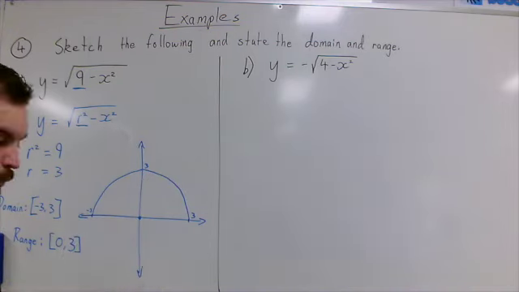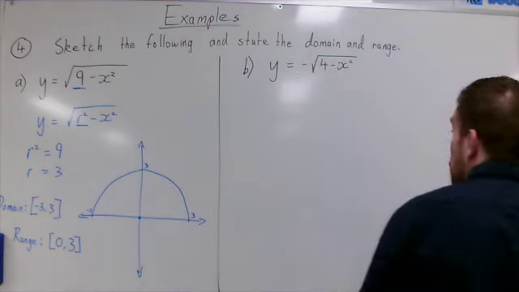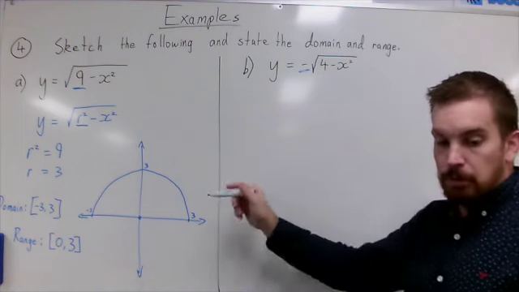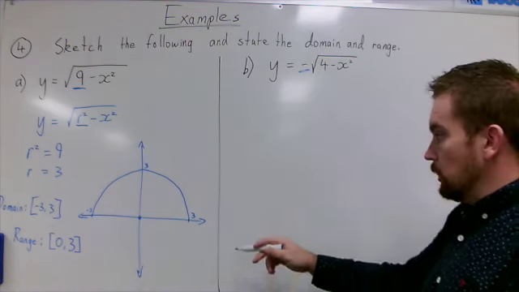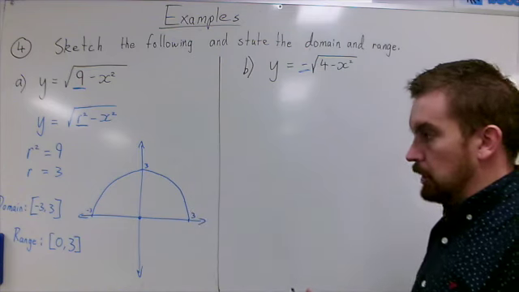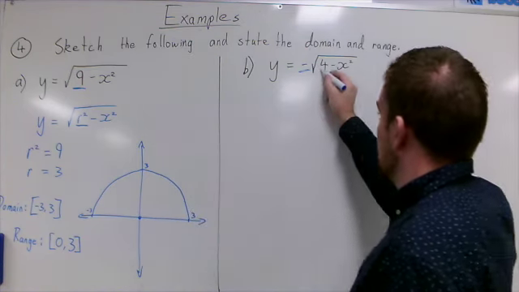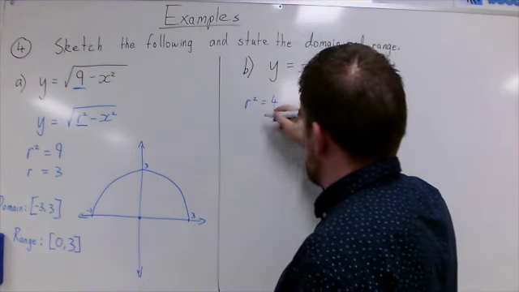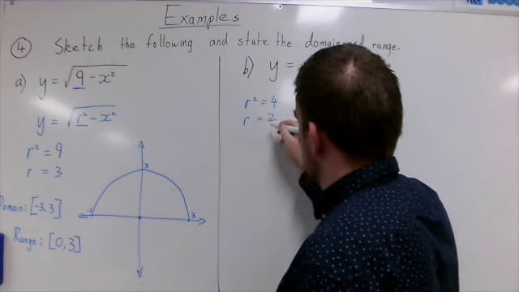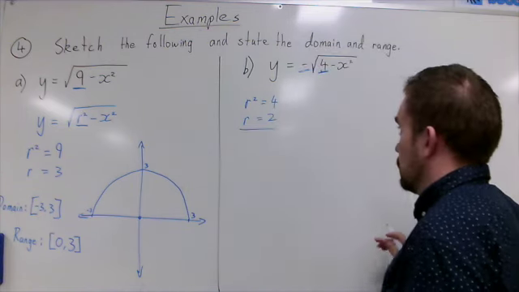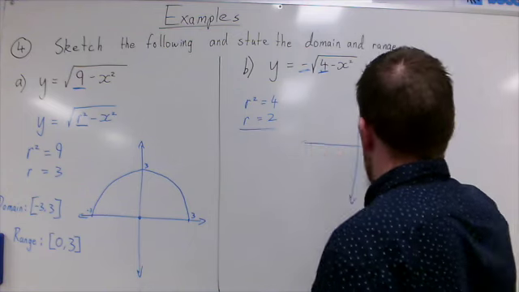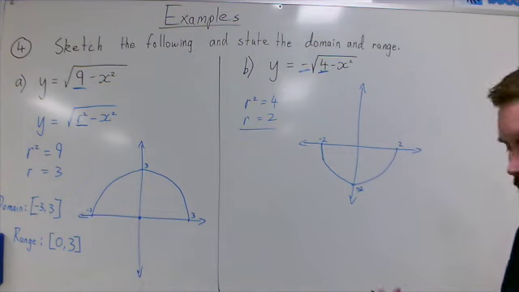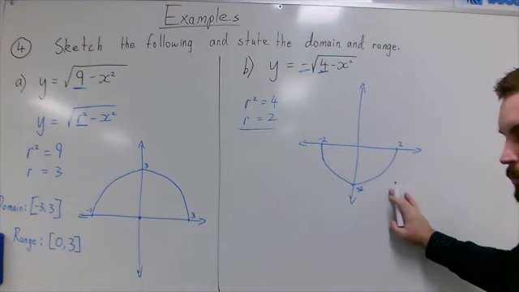Alright, for the second one, because it's a negative out the front, we know that our graph is now going to be below the x-axis. So we know that it's basically just going to look the opposite to that, but then we also have to figure out the radius. So that's going to be our r squared. So r squared equals 4. So r equals 2. Alright. So we can just quickly sketch this. Still not good, but good enough. Alright. We have our sketch.